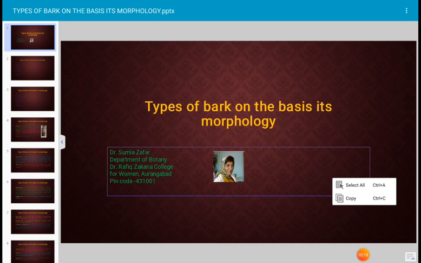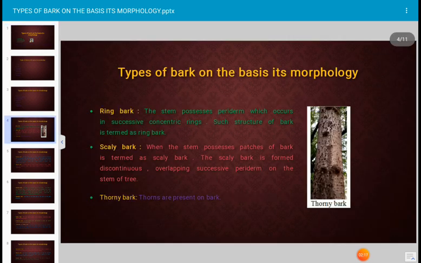Number 1, ring bark. The stem possesses periderm which occurs in successive concentric rings. Such structure of bark is described as ring bark. Next, scaly bark. When the stem possesses patches of the bark, it is termed as scaly bark. The scaly bark is formed by discontinuous overlapping successive periderm on the stem of the tree.